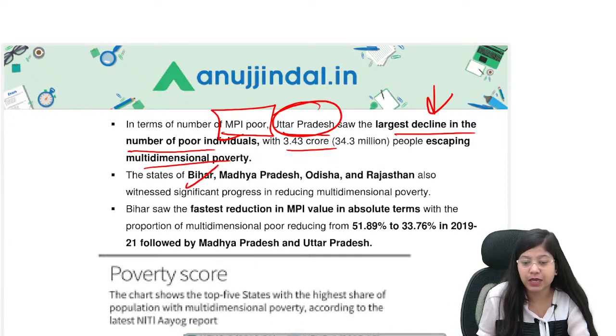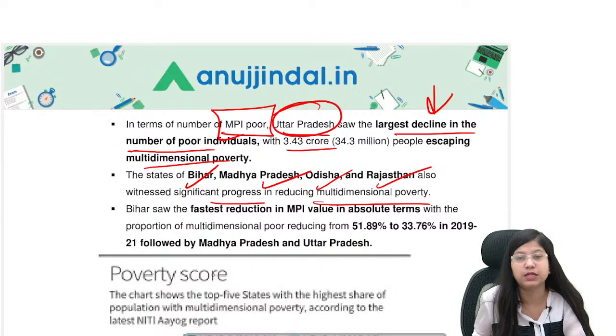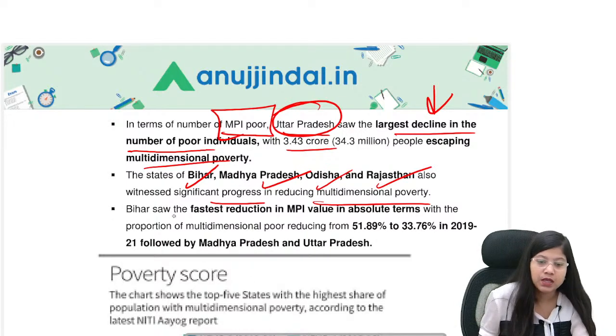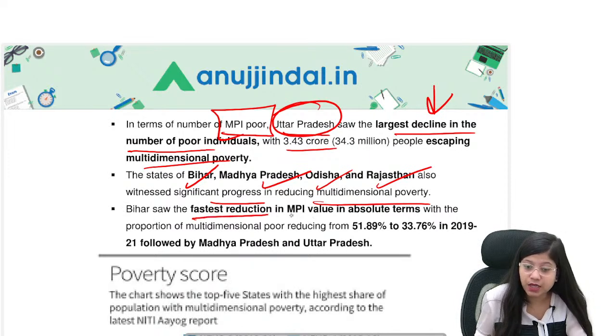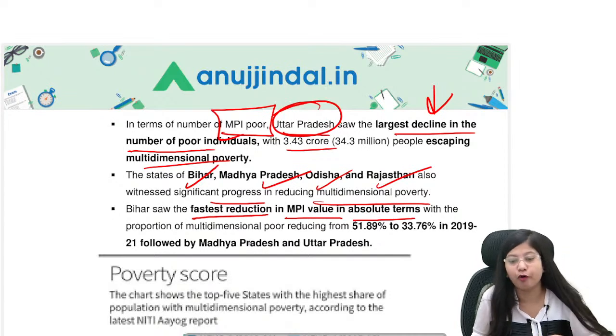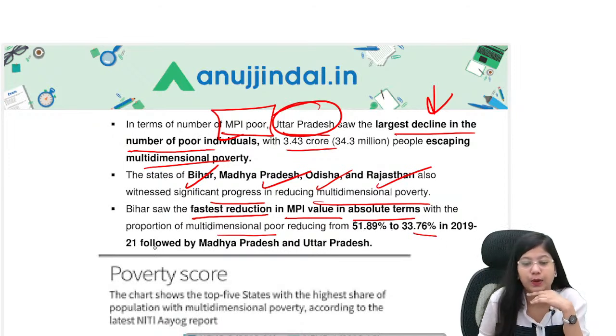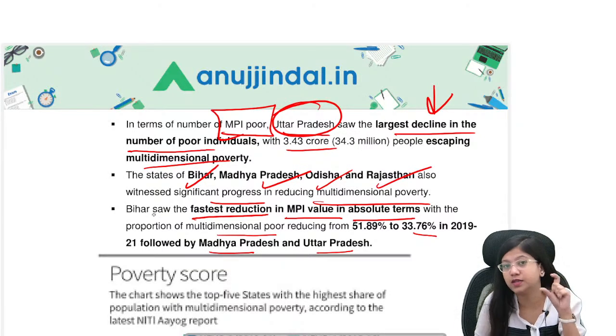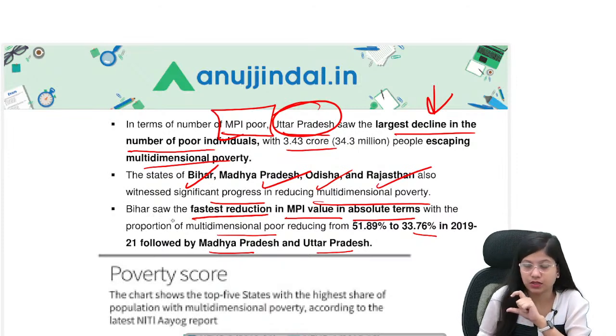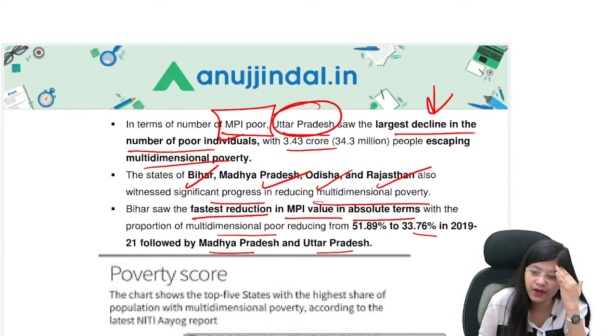Then the states of Bihar, Madhya Pradesh, Odisha and Rajasthan witnessed significant progress in reducing multidimensional poverty. Bihar saw the fastest reduction in the MPI value in absolute terms, with the proportion of multidimensionally poor reducing from 51% to 33% in 2019 to 2021, followed by Madhya Pradesh and Uttar Pradesh. So Bihar witnessed the highest MPI value reduction. That is also a fact that you should be aware of.